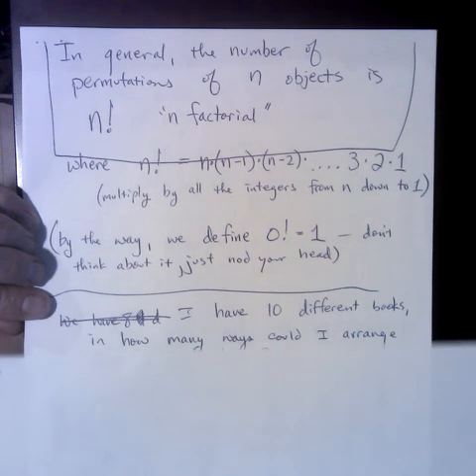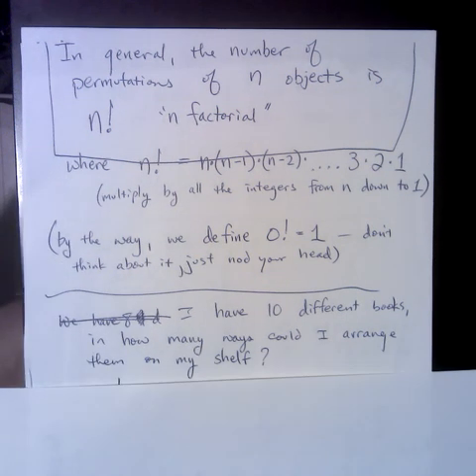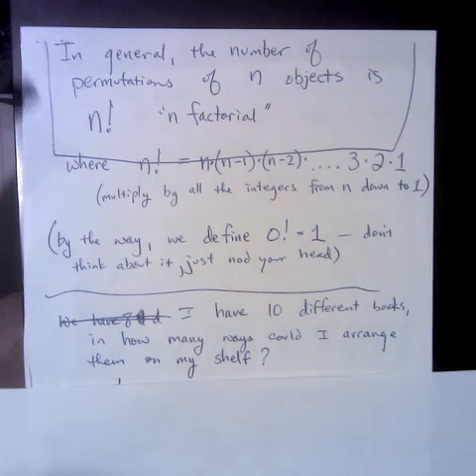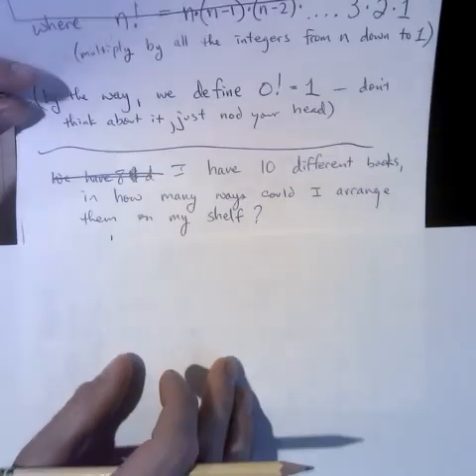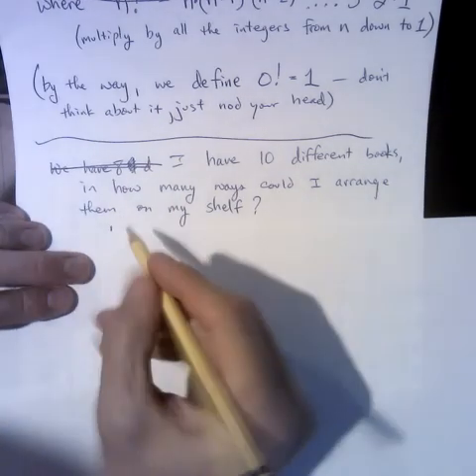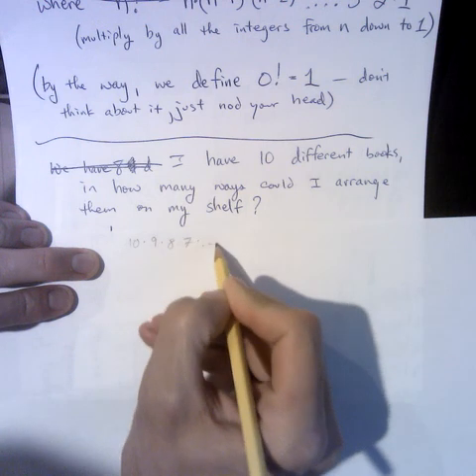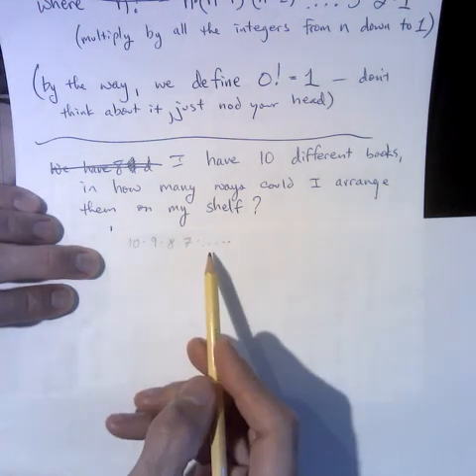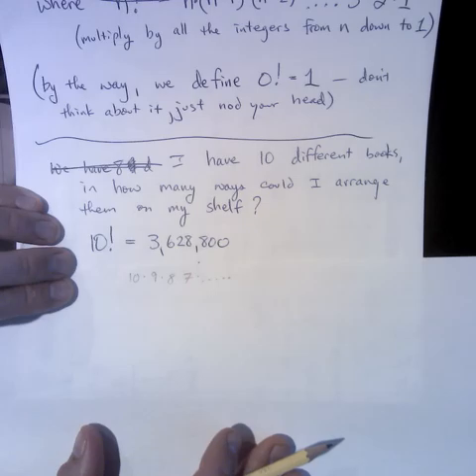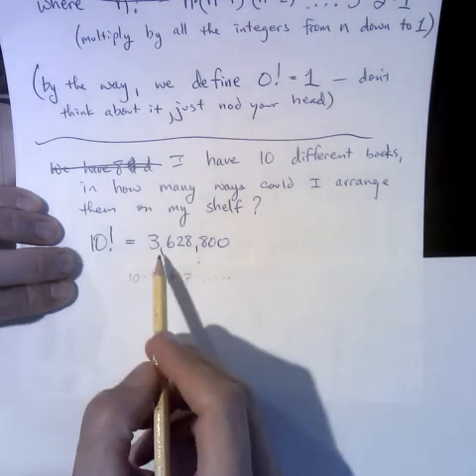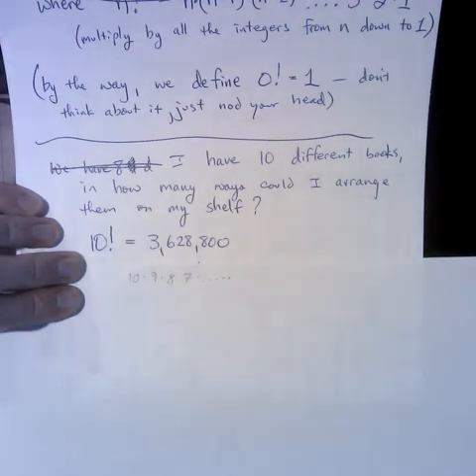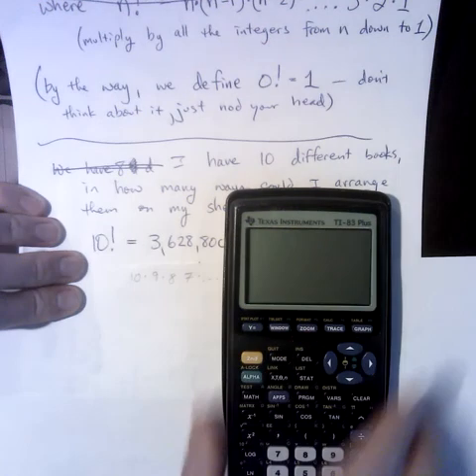So let's say that I have 10 different books, and I want to put them on my shelf. In how many ways can we arrange those 10 different books on my shelf? So I'm putting them all in order. How many ways can it be done? Well, you could do it the way that we were doing it last time, where we had 10 times 9 times 8 times 7 dot dot dot. That's all summarized by just saying 10 factorial, and that product comes out to 3,628,800. By the way, there's a way to speed things up and use your calculator here.